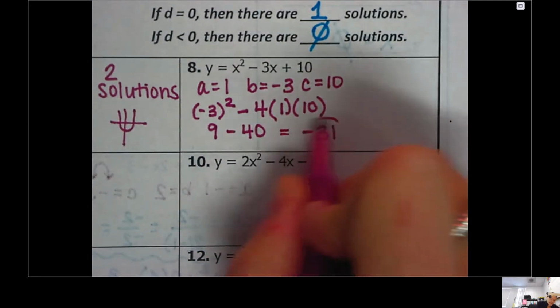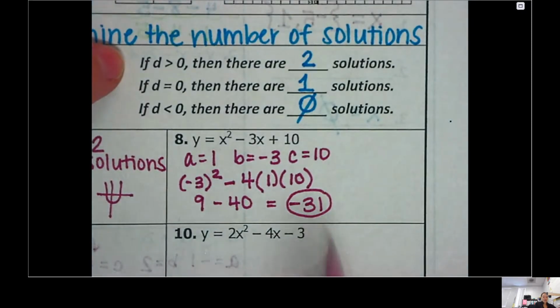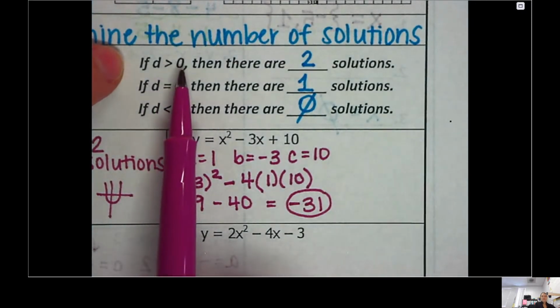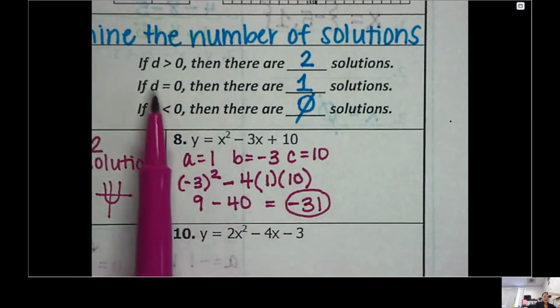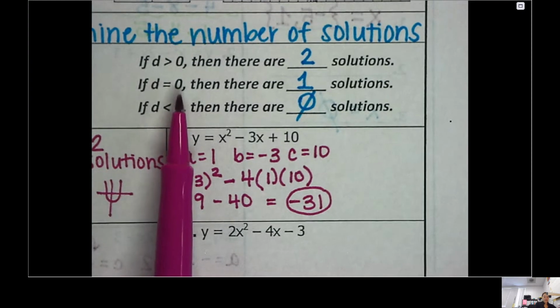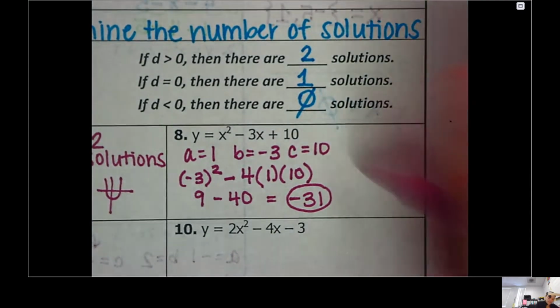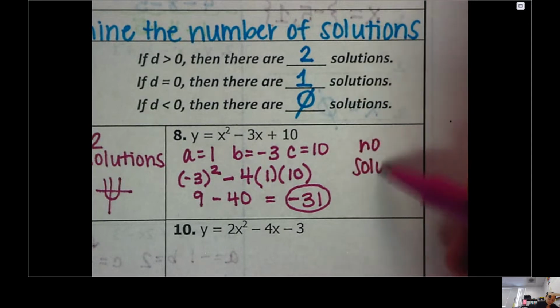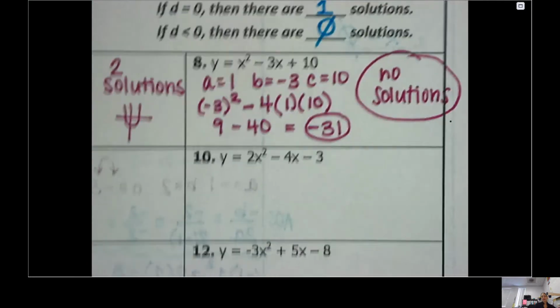Negative 31. So now, let's come back to the little piece here. Is negative 31 bigger than 0? No, it's negative. It's not bigger than 0. Is your discriminant equal to 0? No. Is it less than 0? Yes. So how many solutions are there? 0. No solutions. And that's it. Way better, right?